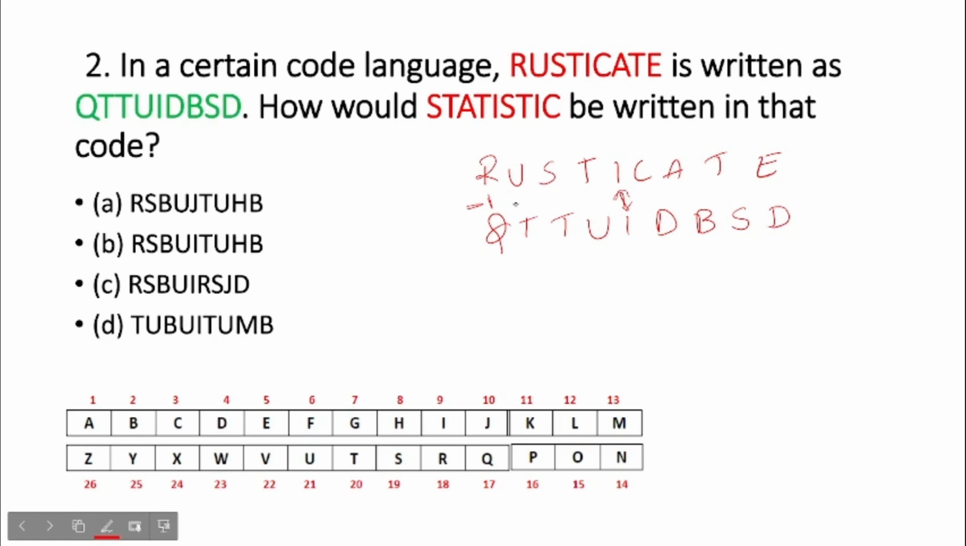U also one position minus 1. While S changed to T, that means plus one position. And T changed to U, that is also plus one position. C happened to change one position above, so C plus 1. A also changed one position above. E happened to be one position below, and the last E also one position below.